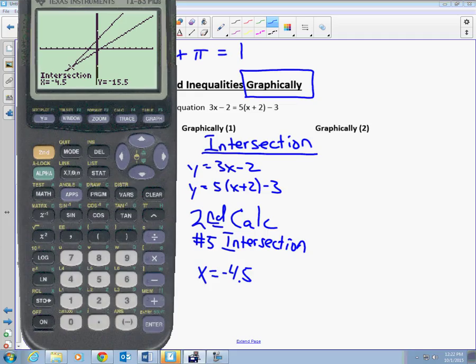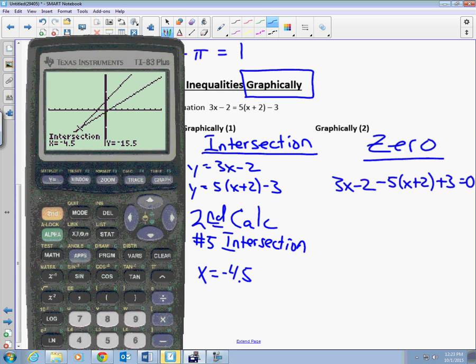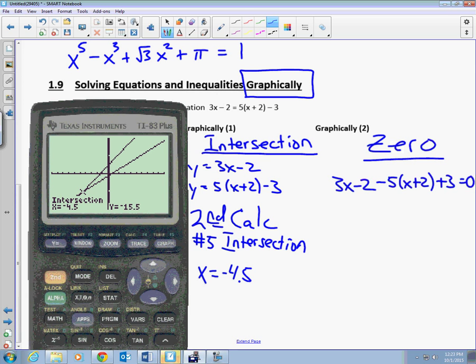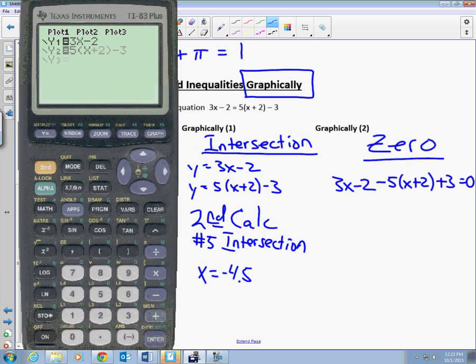Okay, the second option we can have is to use our zero option. This is the option that I will just about always use. What I do with the zero option is I set the function equal to 0. So I take 3x minus 2, and I subtract everything over to the other side. Now, I totally realize you could combine like terms and everything like that. But just think if we were using an example like this quintic equation up above. You gather everything on one side, so you subtract the 1, and then you would type it into your calculator. You go to y equals, I'm going to delete what I have there. And I've got 3x minus 2 minus 5 times x plus 2, and then I've got plus 3.